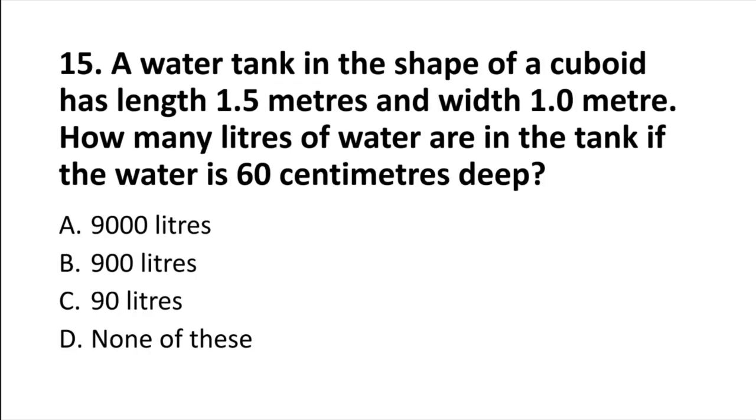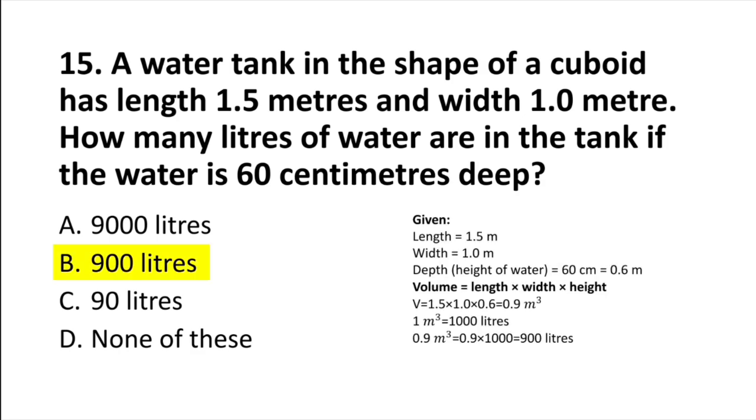MCQ number 15. A water tank in the shape of a cuboid has length 1.5 meters and width 1 meter. How many liters of water are in the tank if the water is 60 centimeters deep? Option A 9,000 liters, option B 900 liters, option C 90 liters, option D none of these. Now see the solution. The length is given as 1.5 meters and the width as 1 meter. And what about the depth? It's the height of the water, which is given as 60 centimeters.